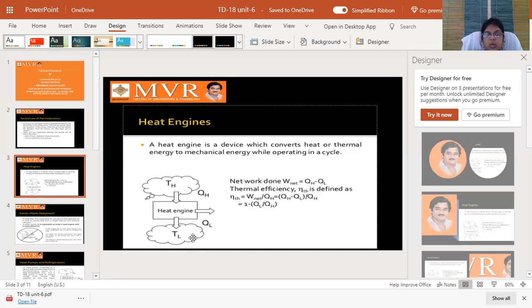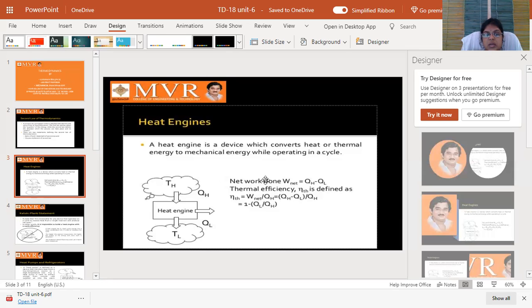So finally, what I want to tell you. Heat is taken from the source and sent to the heat engine, and the heat engine does some amount of work, and finally it gives output as mechanical energy, and the rejected heat is sent to the sink. So this overall we call a heat engine.